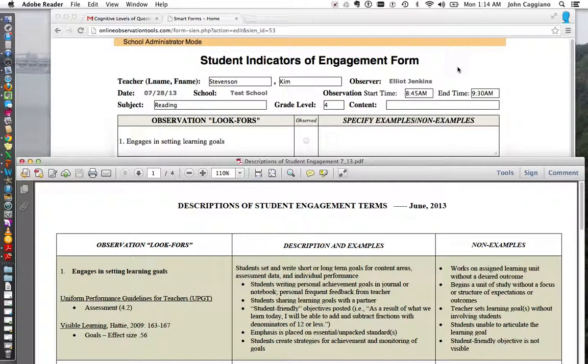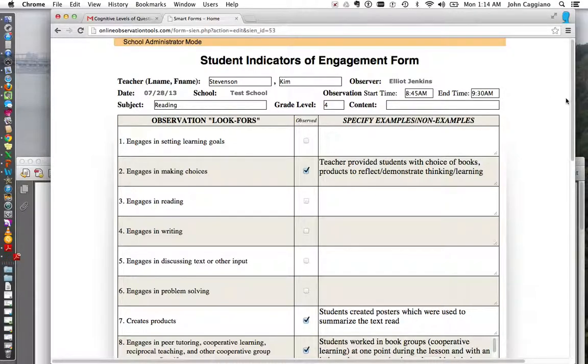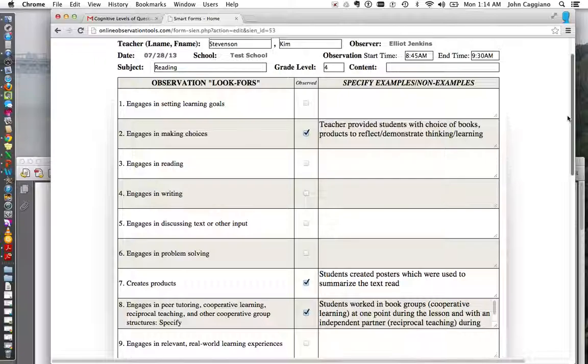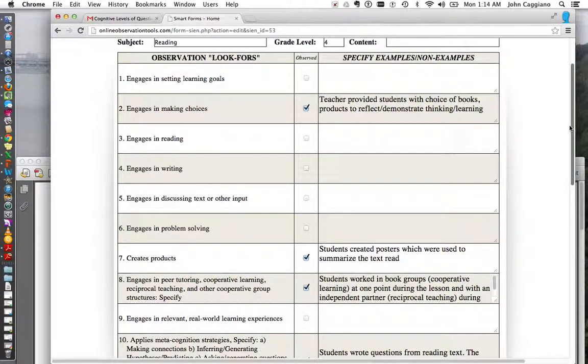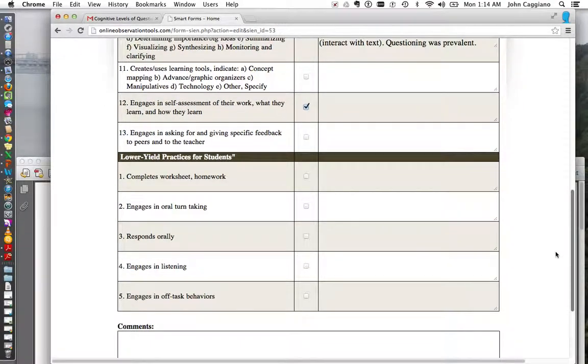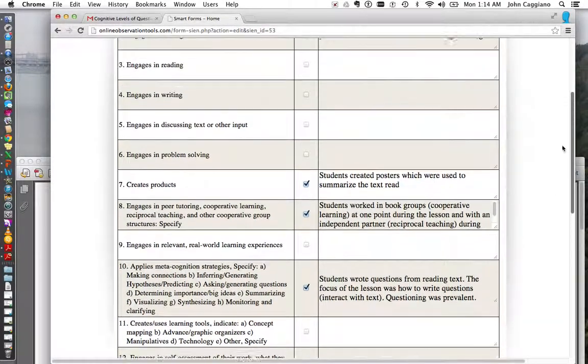Now, as far as the use of this particular form, one of the ways that I've used it and found it to be effective is this. It can be overwhelming, so let's take a look at the form again. In this form you have 13 look-fors that are high effect sizes, and then you also have some lower yield practices for students, which I'll talk about in just a moment.